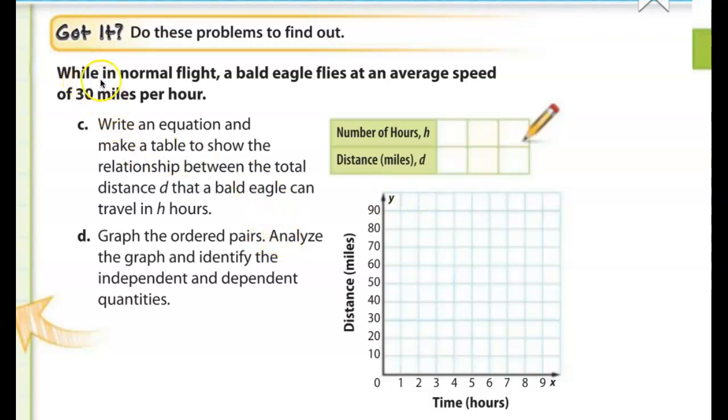Now, in this particular problem, it says while in normal flight, a bald eagle flies an average speed of 30 miles per hour. So it says that we need to write an equation and make a table to show the relationship between the total distance that a bald eagle can travel in h hours. Okay, so let's fill the table in first.